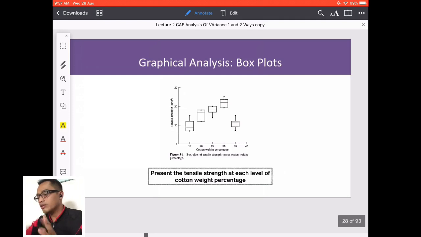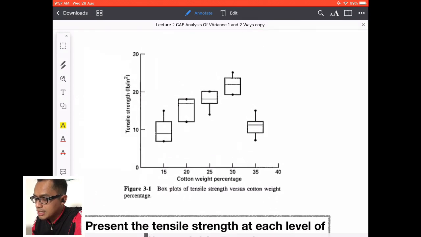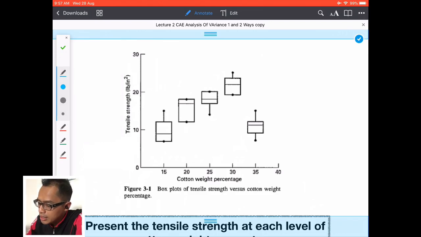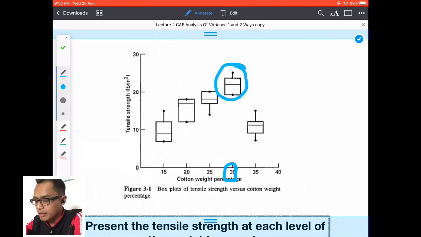Okay, now before I continue, I would like to show you a graphical analysis called box plots. You have seen this before, I believe, right? This is an engineering analysis. So what you see here, I'm going back to blue, see here that the 30% cotton percentage has the highest amount of strength. That means anytime you take 30% cotton, you're good to go. There's no need to do any statistical analysis.